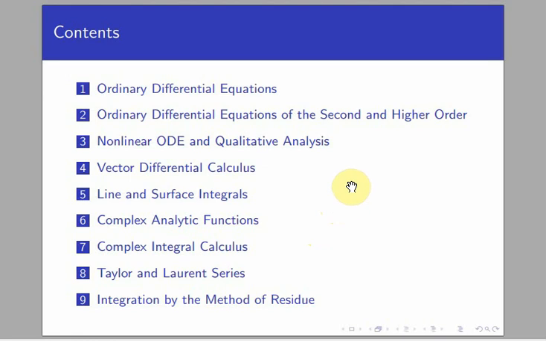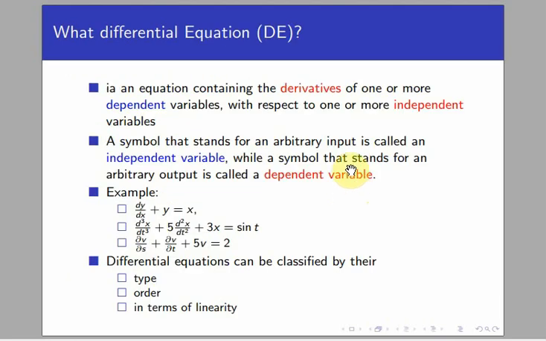Let us start our discussion with chapter 1, which is about ordinary differential equation. So before talking about the ordinary differential equation, let us define what does differential equation mean.